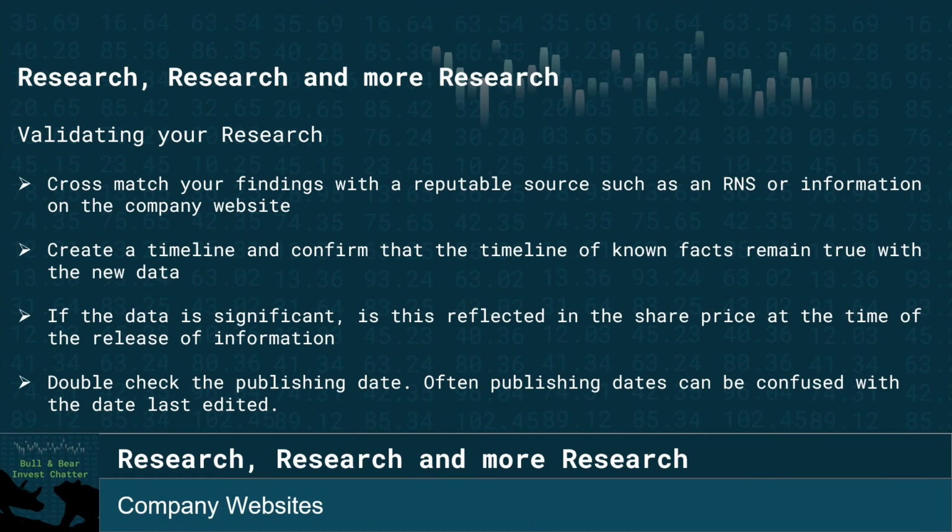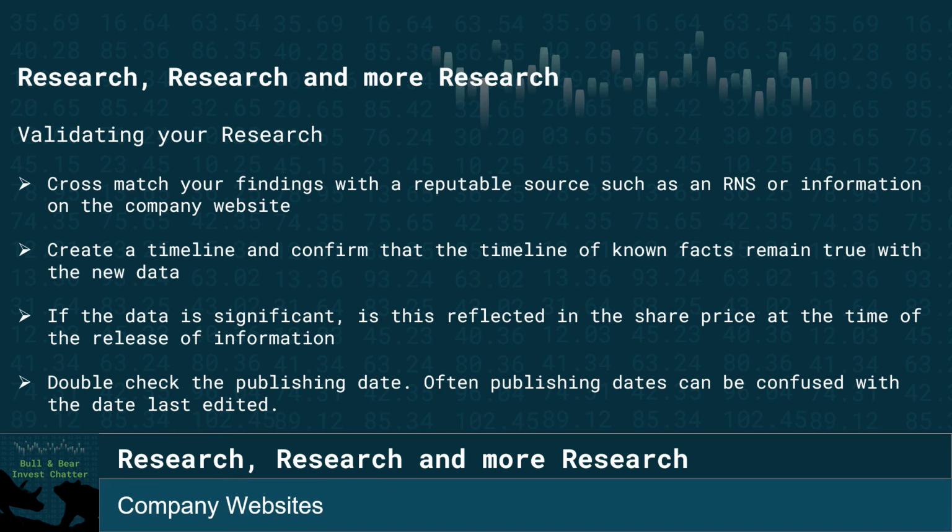One key aspect of research is the fact you need to validate what you're researching. Try and cross-match your findings with a reputable source such as an RNS or information on the company website. Don't just rely on hearsay. If it helps, try and create a timeline to confirm the timeline of known facts remain true with the new data. If the data is significant, has this been reflected in the share price at the time that the information was released?